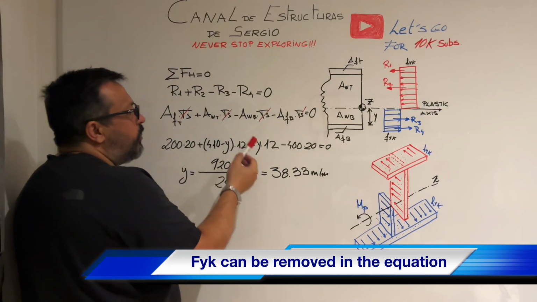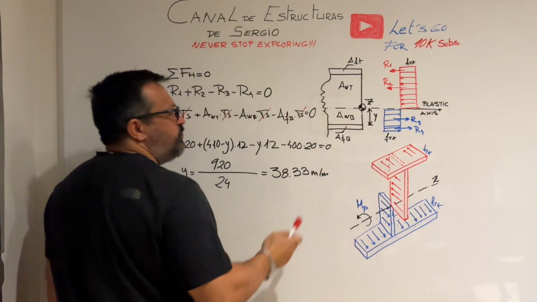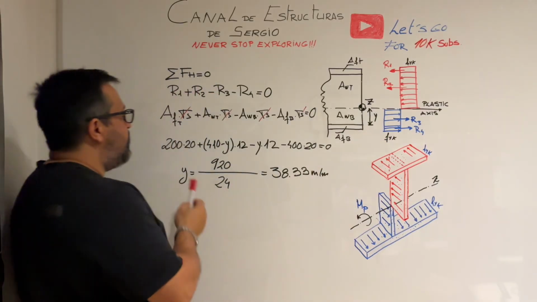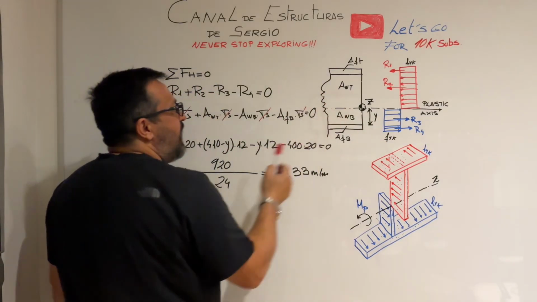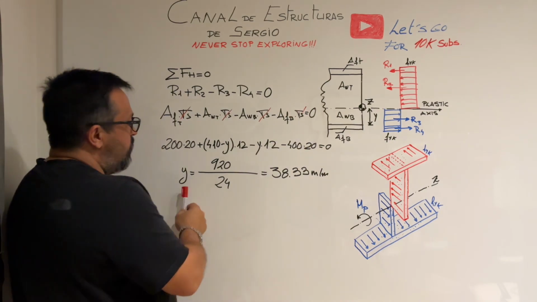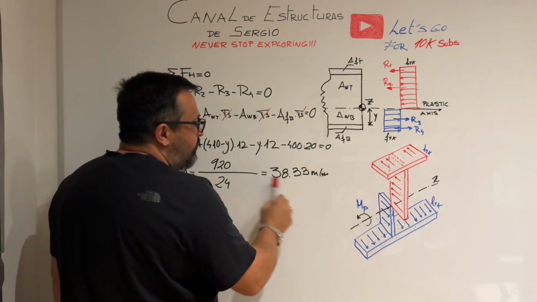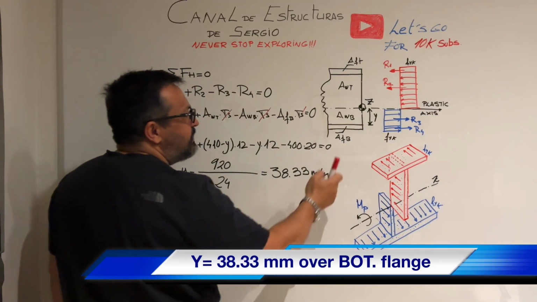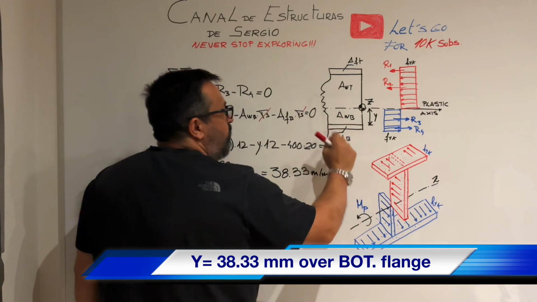In order to get the depth of the plastic axis, which we call Y, we just operate this equation taking into account the areas of these elements. So we get the final result, that is 38.33 millimeters. That is the elevation of the axis measured from the top of the bottom flange.